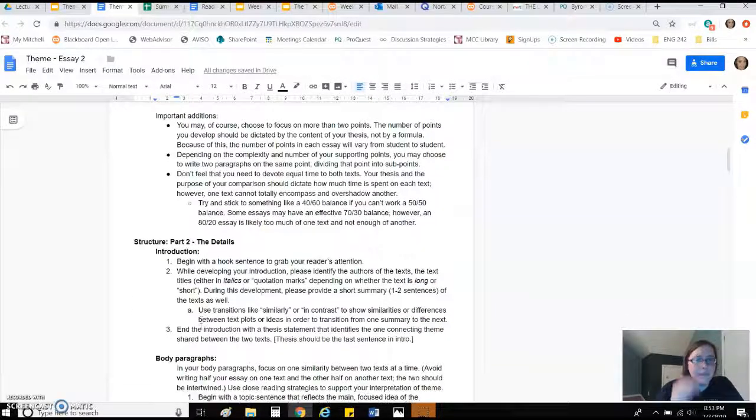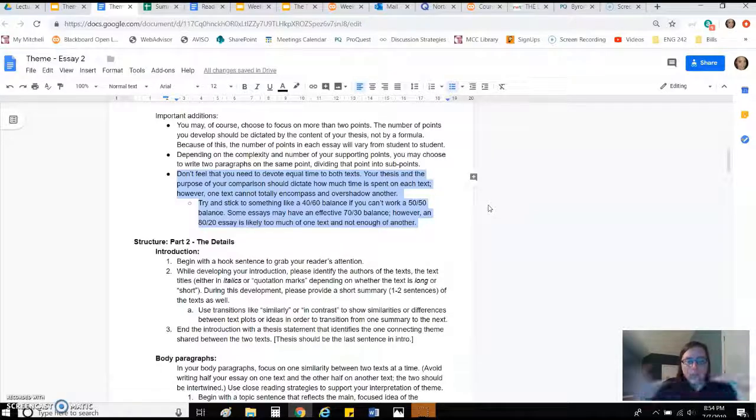And the other thing that I want to talk about here in structure part 1 is sort of like a balance. You don't have to have exactly a 50-50 balance of talking the same amount about one text that you do about the other. It's okay for them to be a little bit off. 40-60 is fine. 70-30 might also be okay, although I think you're stretching it and you'd have to be an extremely effective writer to pull it off. 80-20 is too much. What I mean by that is, like 80% talking about Darkness and then only 20% talking about The Wasteland. So I think that would be a little bit too much.